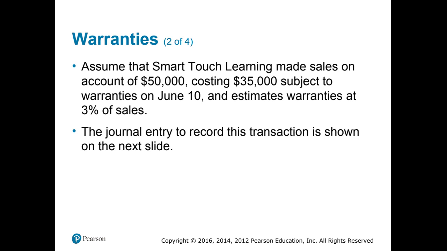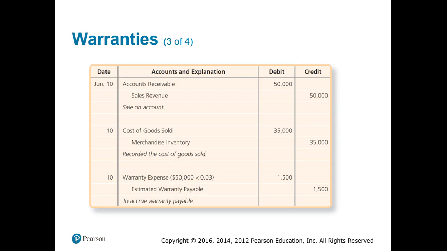And we see this on page 569. So we're going to debit accounts receivable for $50,000, credit sales revenue for $50,000. This is for a sale on account. Debit cost of goods sold for $35,000, credit merchandise inventory for $35,000 to record the cost of goods sold. Debit warranty expense $1,500, credit estimated warranty payable for $1,500.